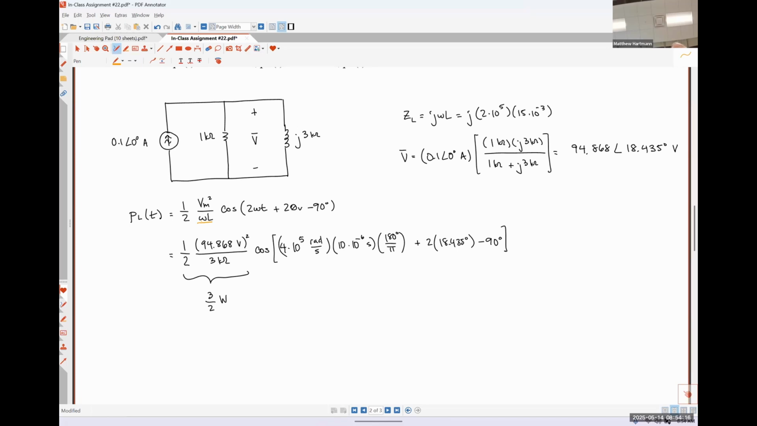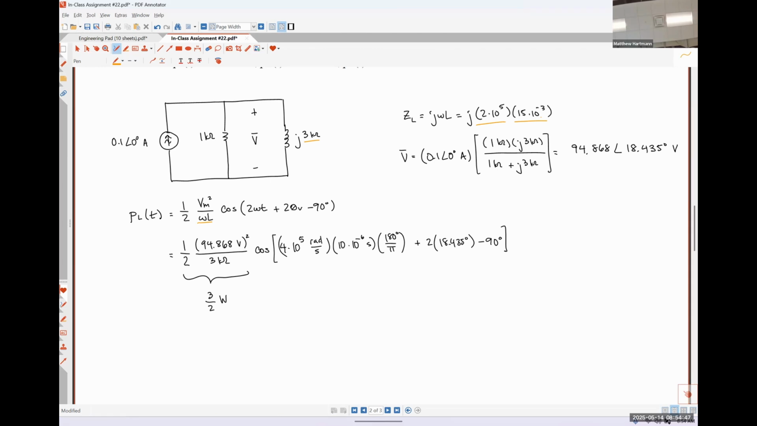So omega L is just that guy, because the impedance of an inductor is just j omega L. So there's going to be 2 times 10 to the 5 times 15 times 10 to the minus 3, which we found to be 3 kilo ohms, is just omega L. Okay. So I have 3.5 there out in front. And now I'm going to do this angle shenanigans here.